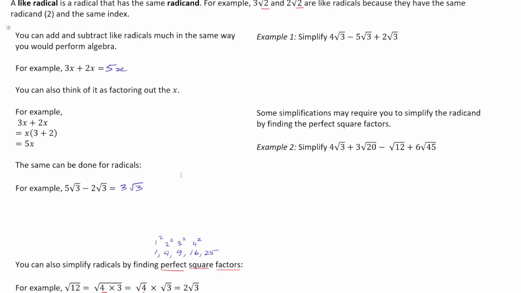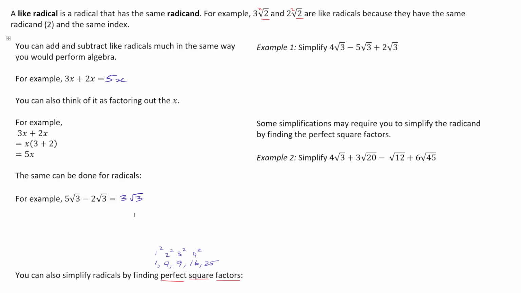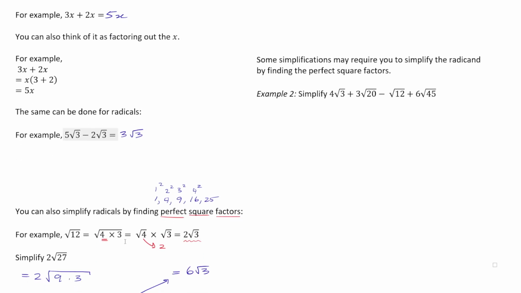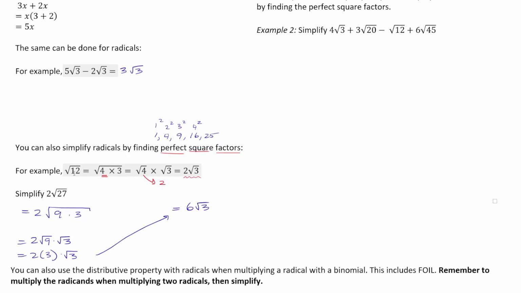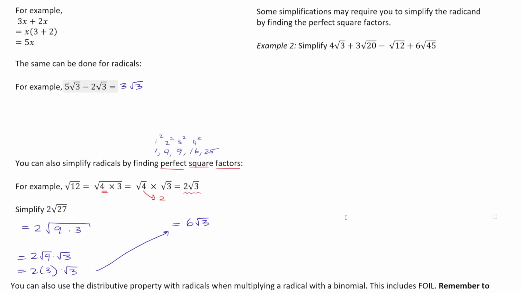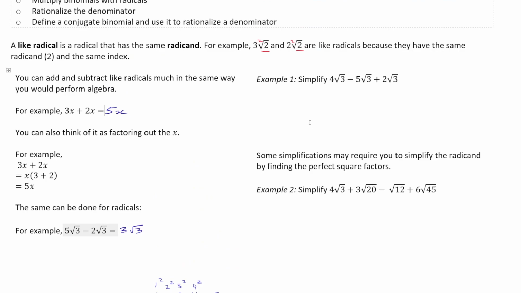Okay, so far we have added and subtracted like radicals, and now we've simplified radicals by finding the perfect square factors. For example, we simplified square root 12 into 2 square root 3. Let's go up here to example 1.